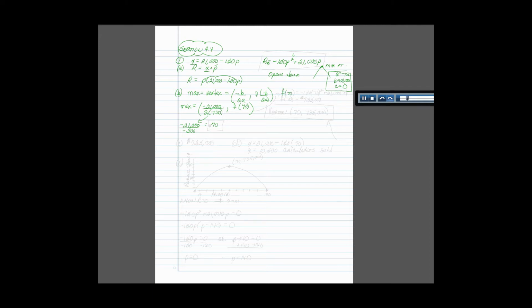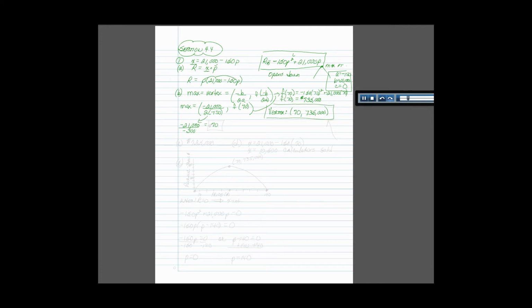F of 70, if I go up here, in our equation that we were given of R of P is equal to negative 150p squared plus 21,000p, we have F of 70 is equal to negative 150 times 70 squared plus 21,000 times 70. Just pop that into the calculator and you will see that F of 70 is 735 thousand, and that's dollars. So the vertex is the point 70, 735,000. That's our vertex point.